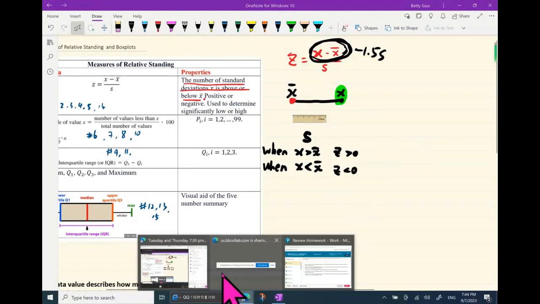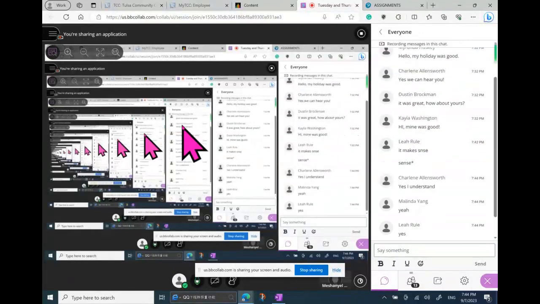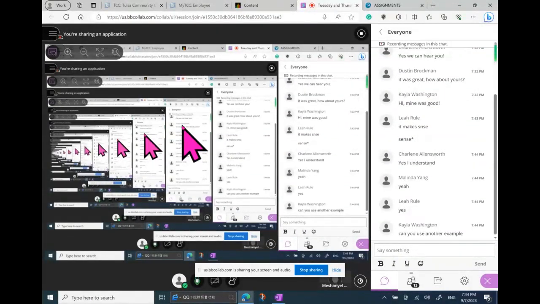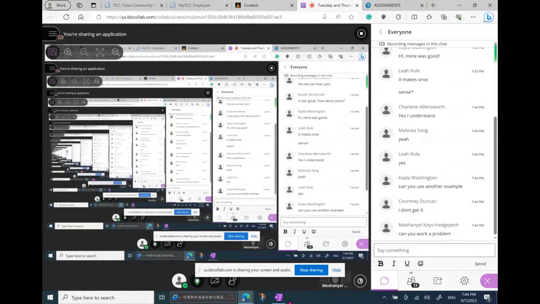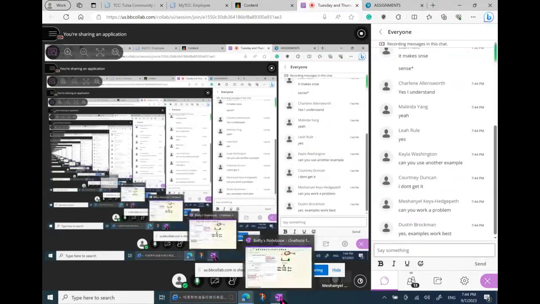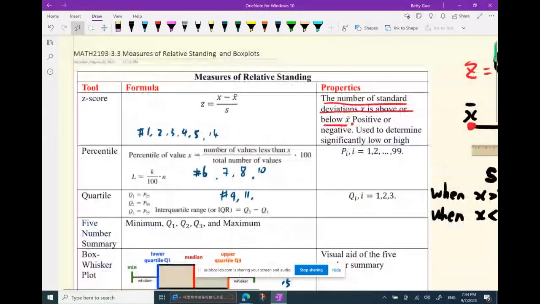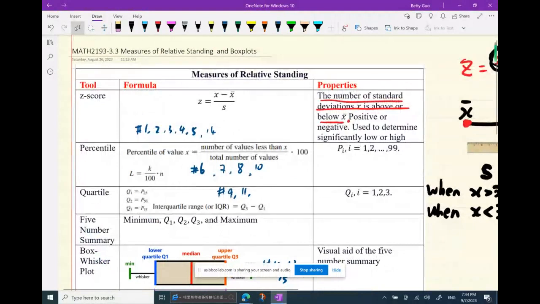I want more feedback. Are you guys with me? Do you understand what I'm talking about, z-score? Charlie says yes. Melinda says yes. Leah says yes. Kayla, another example? Okay, let's try another example. We can work on a problem, and then I'll do this explanation again, trying to explain it a different way to see if it makes it better.